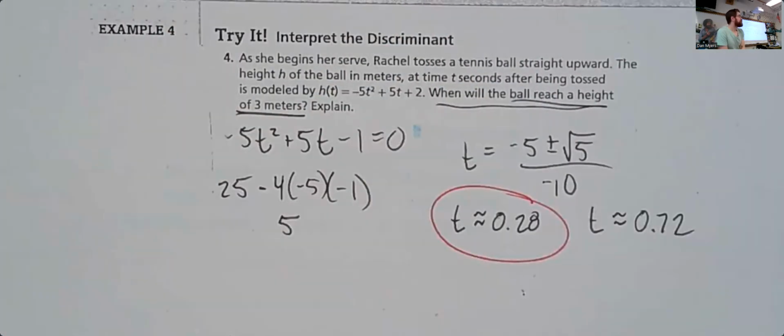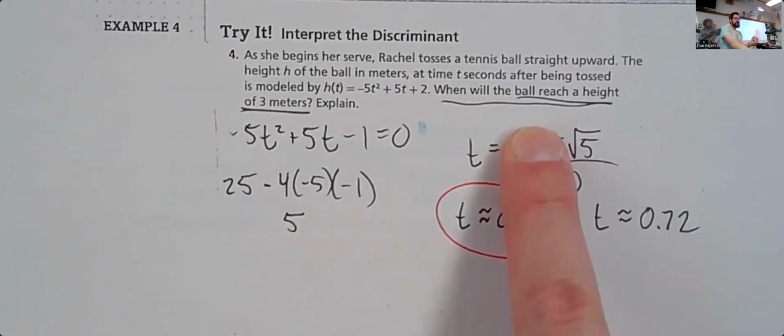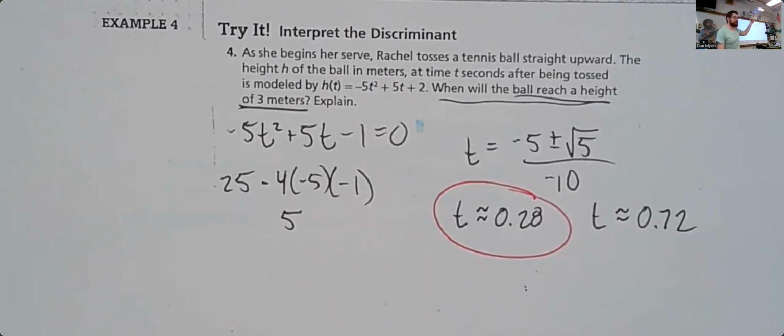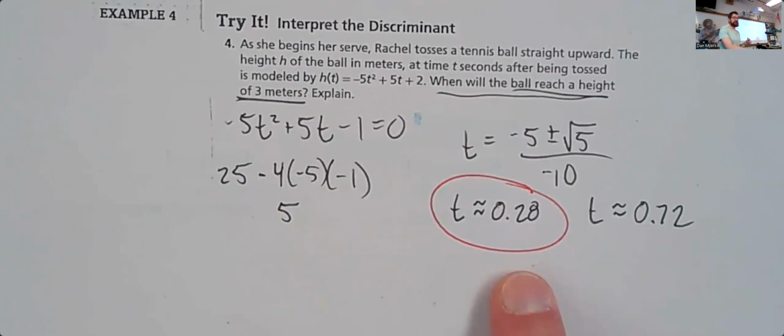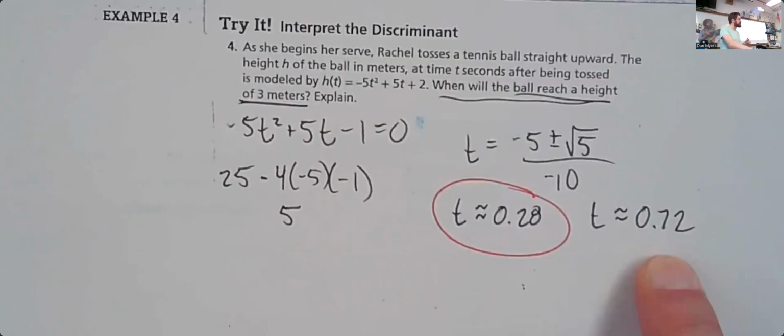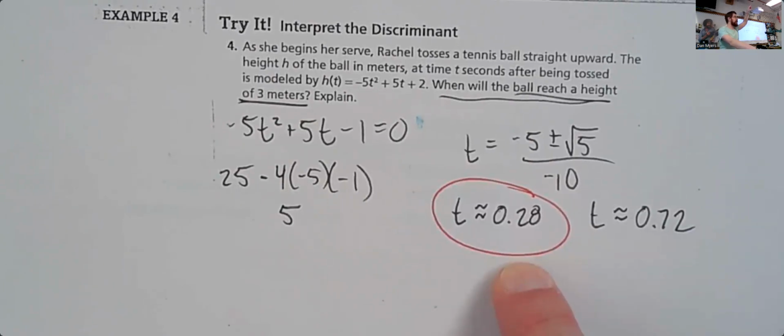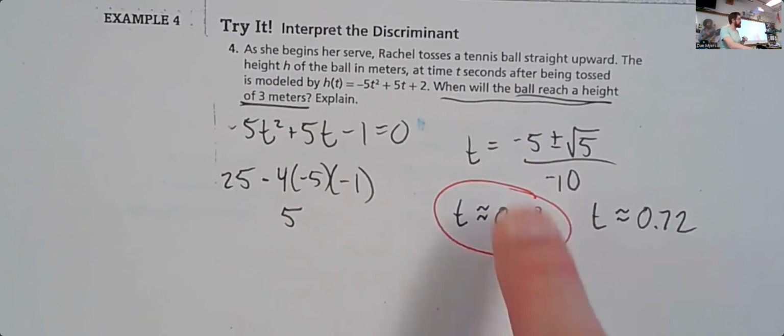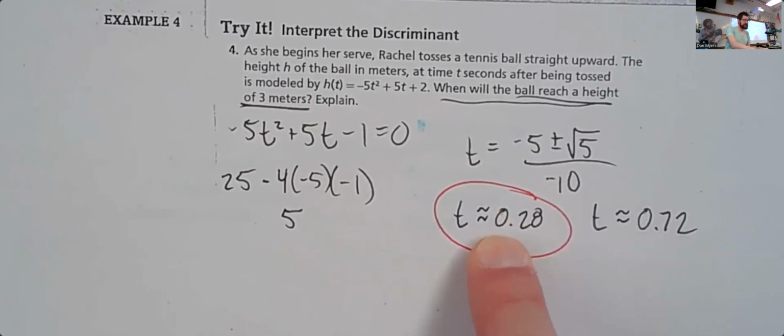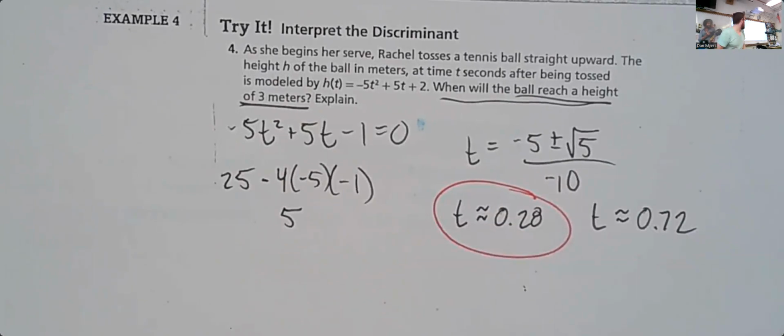Yeah, that one. Because this question is asking, when she tosses it, how long will it take for the ball to reach a height of 3 meters? And that would be the first value. This is when it comes back down below 3 meters. So 0.28 peaks, comes back down, then at 0.72 drops back down below 3 meters again. So the first one is the one we want. So that means it took about 0.28 seconds for the ball to reach a height of 3 meters.